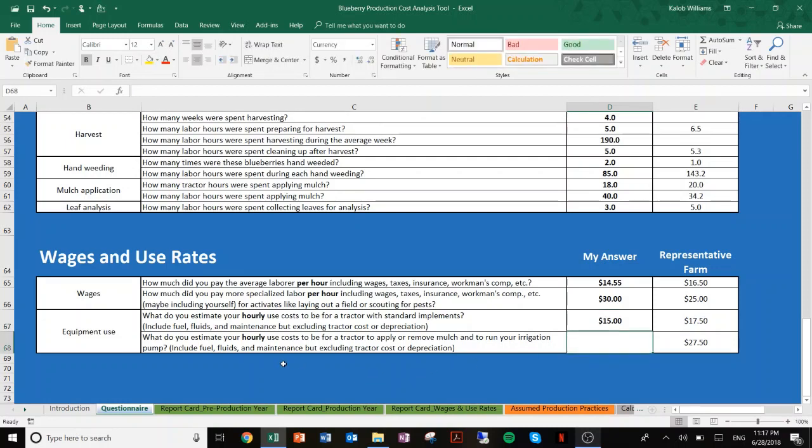And then it asks about your specialized equipment use, and that's with things with special implements, or your fuel pump or your water pump that you're using to pump your irrigation with. Let's say that I think that including the fuel, the fluids, and the maintenance, that costs me about $25 an hour.